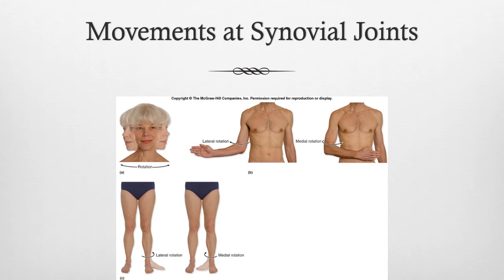From there, we have things like rotation. So the head and the neck can do rotation. The torso can do rotation on those vertebrae. But then we can also do rotation in things like the shoulder joint and the hip joint as well. So we can turn the toes outward, we can turn the toes inward, and so we can have rotation of the hip into medial or lateral rotation, or that of the shoulder as well.